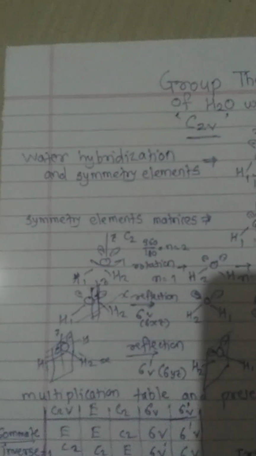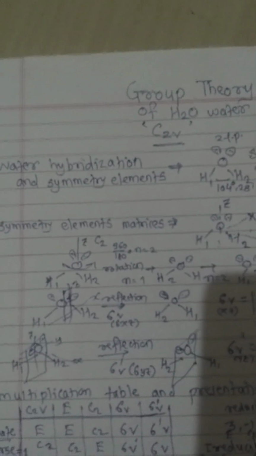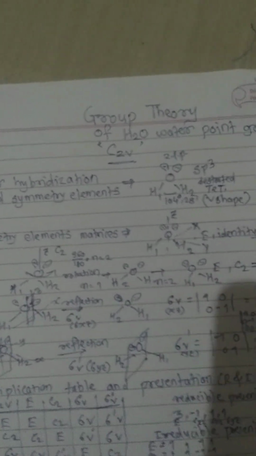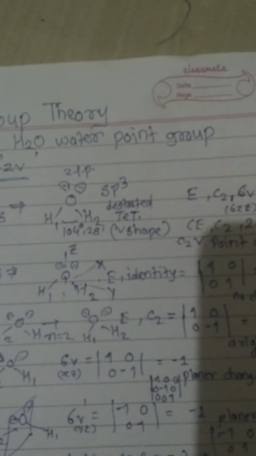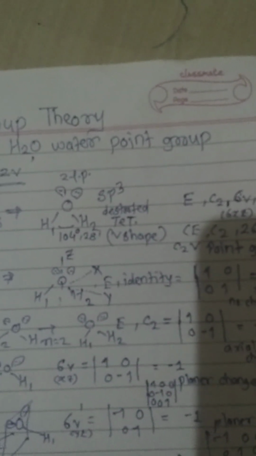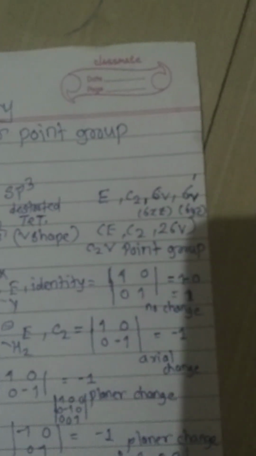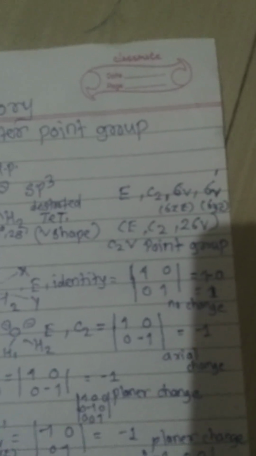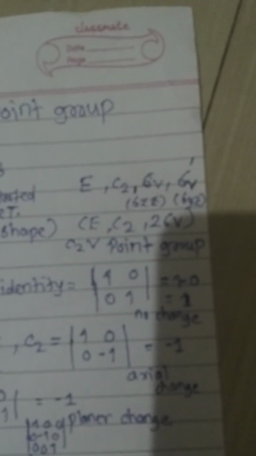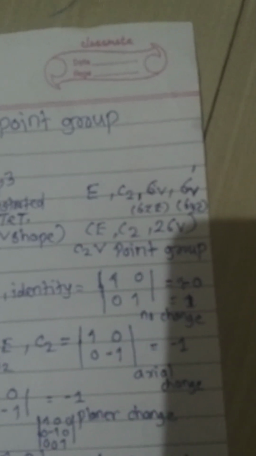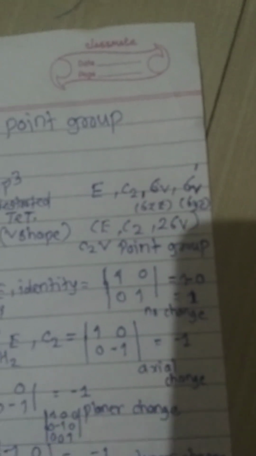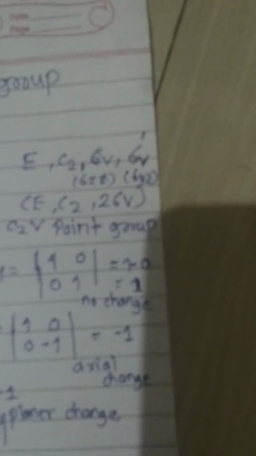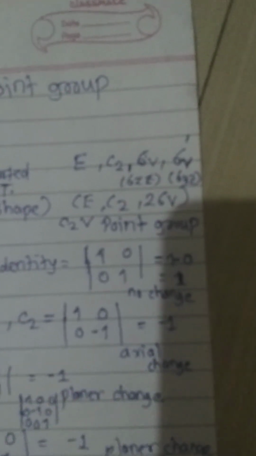So the next point we have to study is the matrix representation of these water symmetry elements. The first symmetry element is the identity, for the same hybridization, a no change operation. Here a 2 by 2 matrix can be represented for the x and y axes as water is held along the z axis, that is 1 0 0 1 for x1 x2 and y1 y2. The value of this matrix determinant will be 1 minus 0, that is equal to 1.